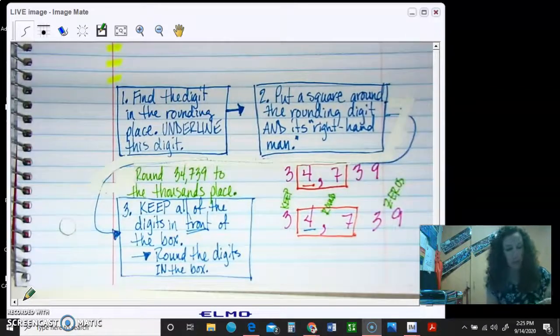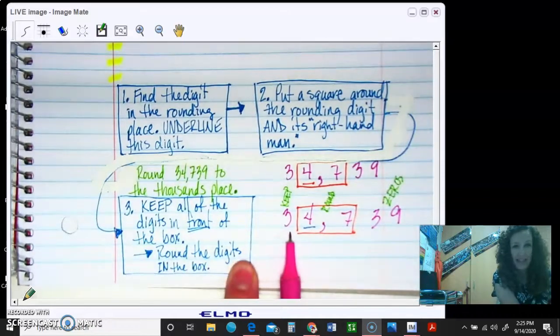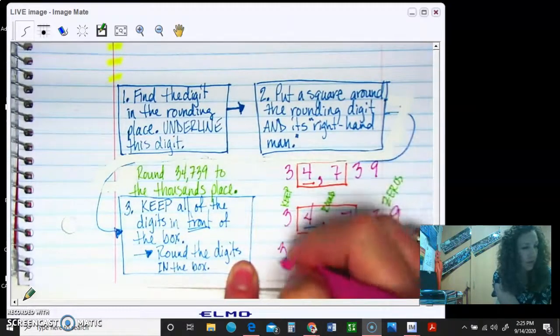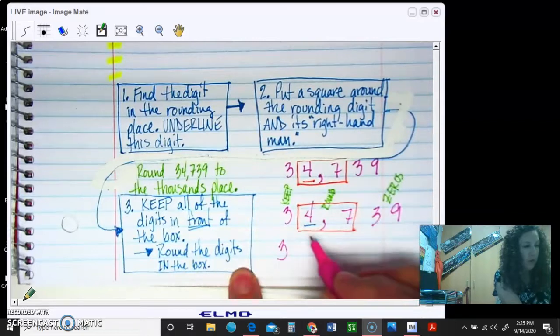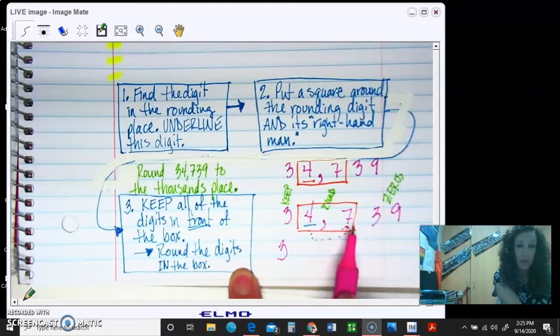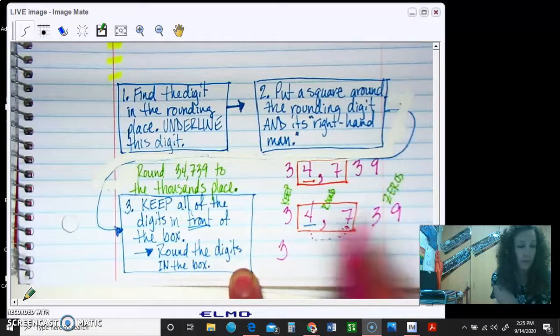Okay? So let's take a look at that. That means the 3 stays. Our 3 10,000s stays. Now I have to look at this. This is what I'm rounding. So this is our rounding digit. We look to the right, and because this is 5 or more, that digit bumps up 1, which means you add 1. When you're rounding, you only ever add 1 or it stays the same. Okay? So because that's 7, is 7 more than 5? Yes. So 4 plus 1 is 5.